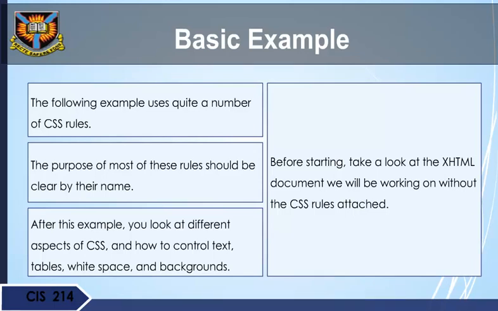Basic example. The following example uses quite a number of CSS rules. The purpose of most of these rules should be clear by their name. After this example, you look at different aspects of CSS and how to control text, tables, white space, and backgrounds. Before starting, take a look at the XHTML document we will be working on without the CSS rules attached.